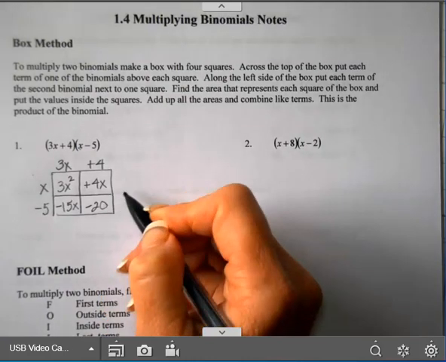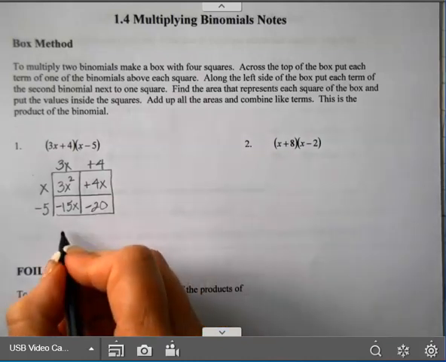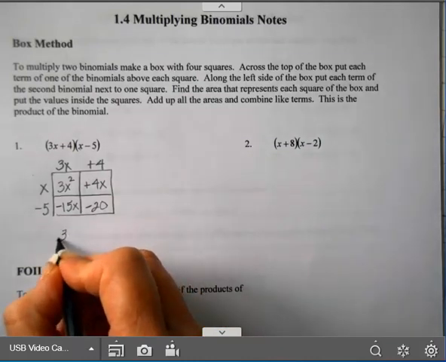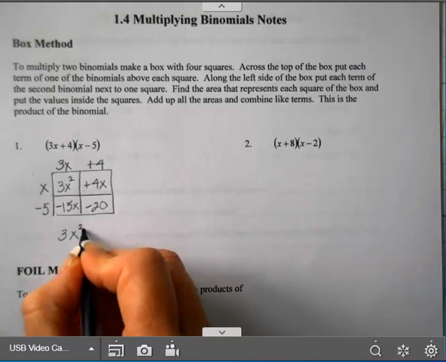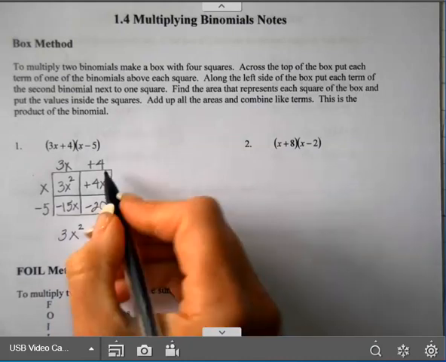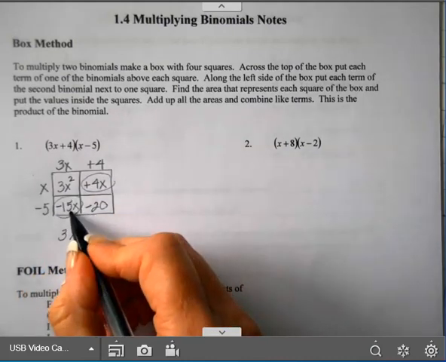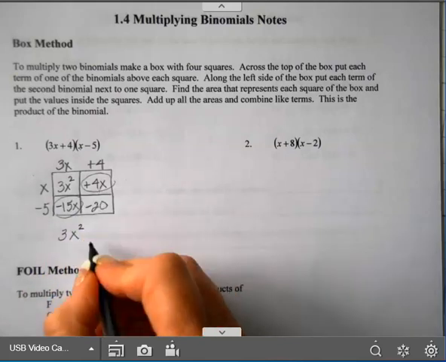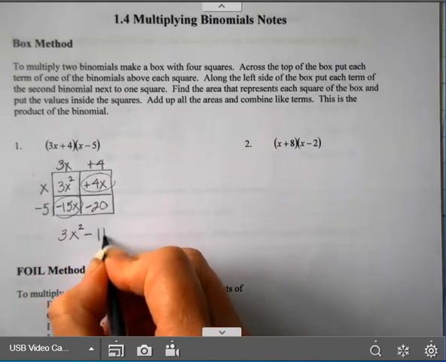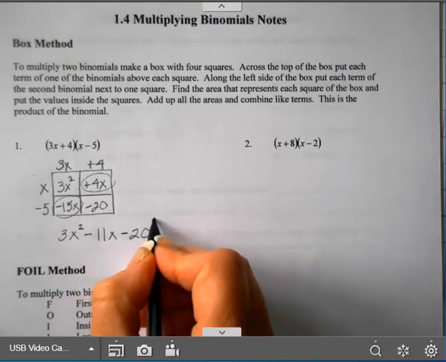And now once you have the areas of all the boxes, you're gonna combine any like terms. So now you will add like stuff together. There are no other square terms, so that's gonna be 3x squared. These two are like. Negative 15x plus 4x gives me negative 11x. And then I have minus 20 for my last box.